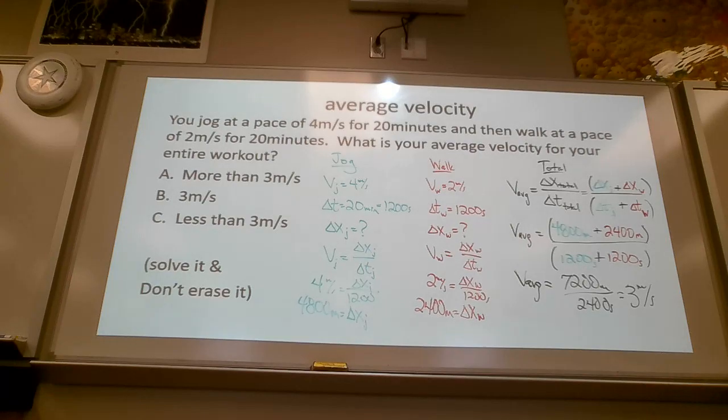Seriously, Mr. Smiley? We went through all that. I could have just said, the average of 4 and 2 is 3. Come on, seriously.